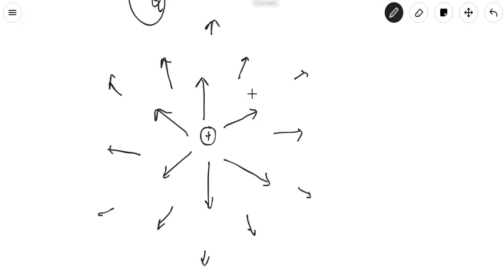And why does it go outward? Because at any point, if we put a unit positive charge, say a test charge, then the positive charge here will repel it in the outward direction. That's why the electric field will be in the outward direction, because of the repulsion.